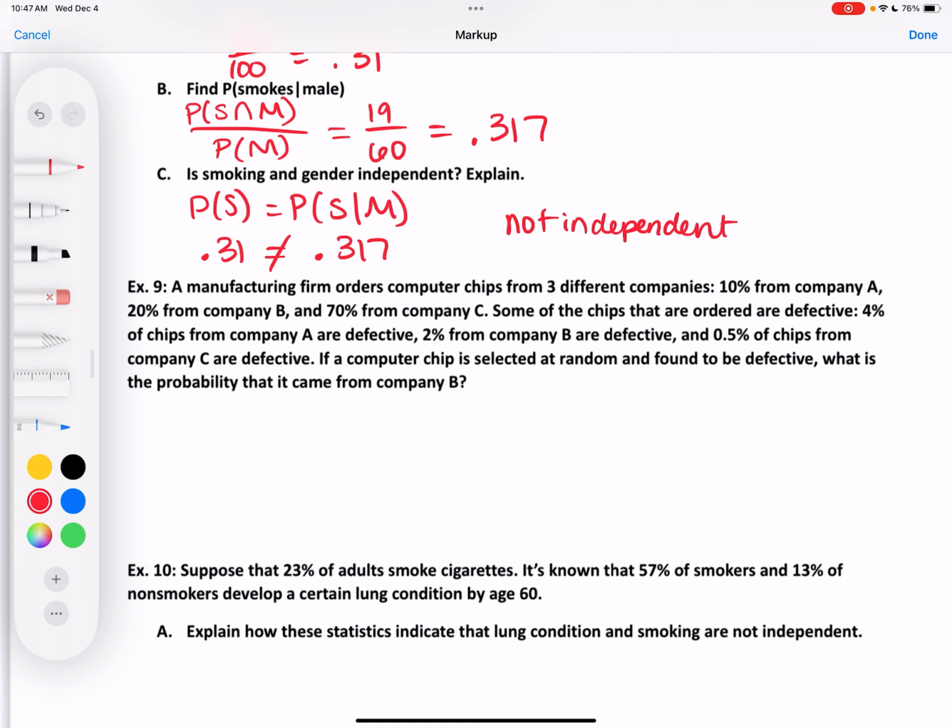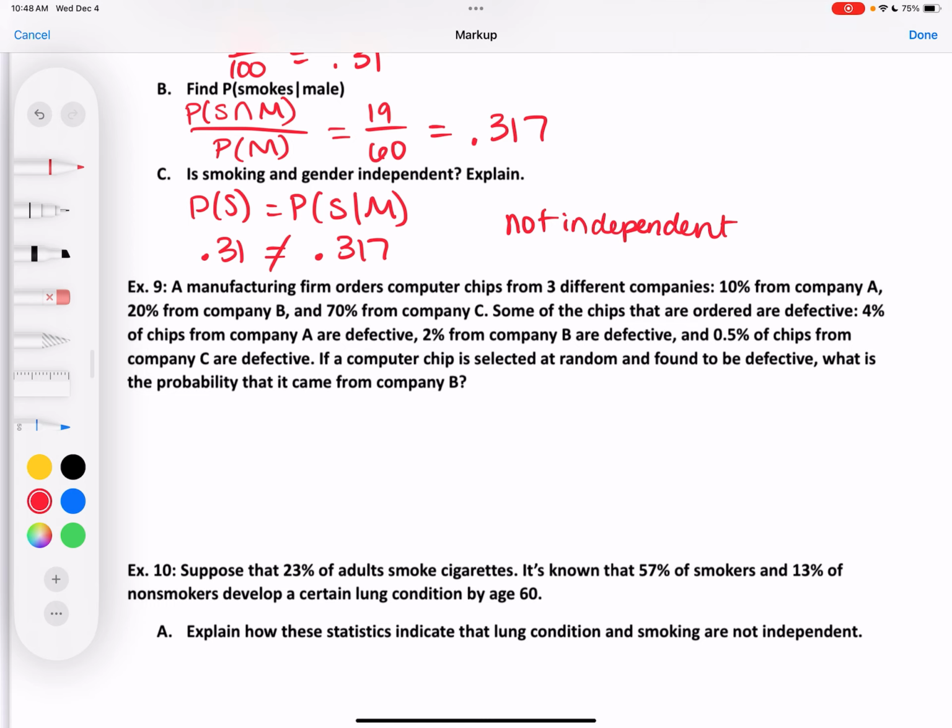All right, so we have a manufacturing firm that orders computer chips from 3 different companies: 10% from company A, 20% from company B, and 70% from company C. Some of the chips that are ordered are defective: 4% from company A, 2% from B, and 0.5% from C are defective. If a computer chip is selected at random and found to be defective, what is the probability that it came from company B?